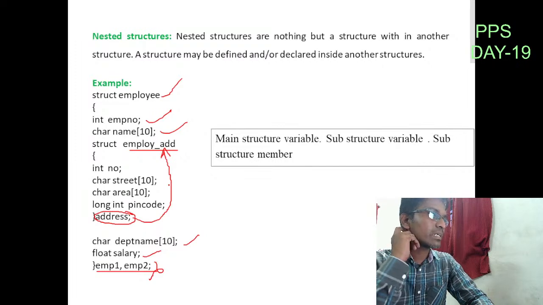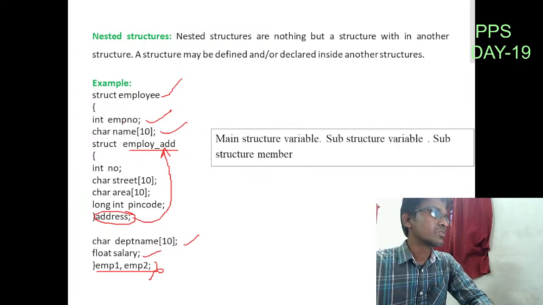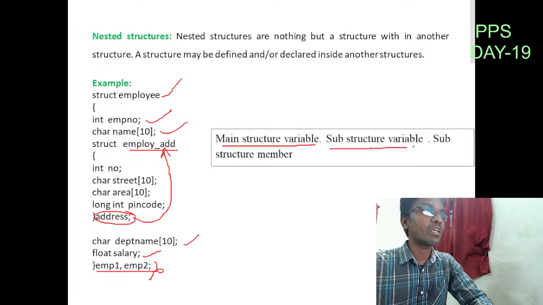I hope you understand what I am saying. So you can declare a structure within another structure. If you declare a simple structure, with the help of a structure variable followed by the dot operator, you can access the structure. Whereas if it is a nested structure, how can you access the substructure members? Here you can use the syntax: main structure variable followed by dot operator, followed by substructure variable, followed by dot operator, and followed by substructure members.